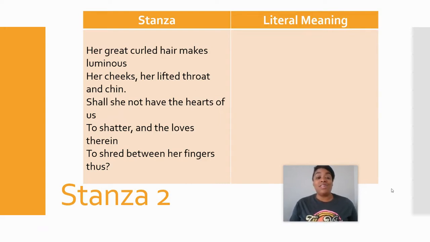Again, just to name the her in the stanza, if you look at the title, it is about Cleopatra. 1 minute, let's go. You have 30 seconds.